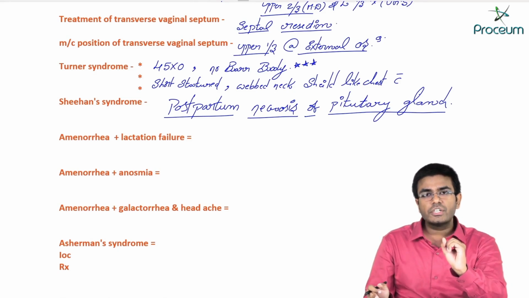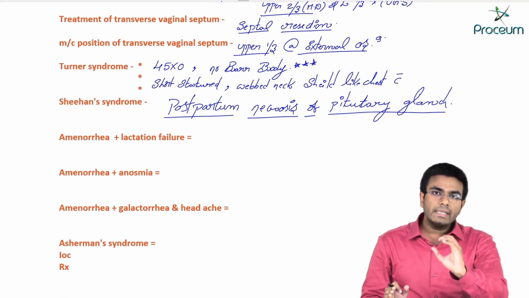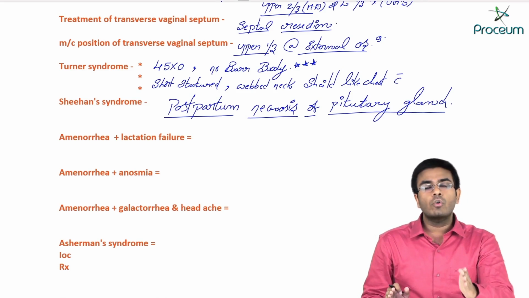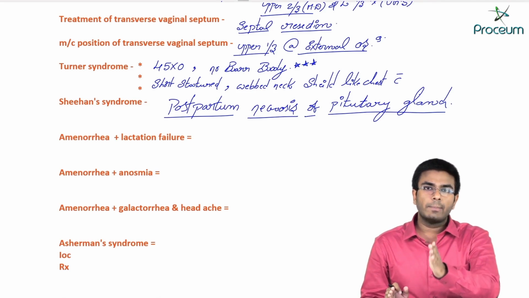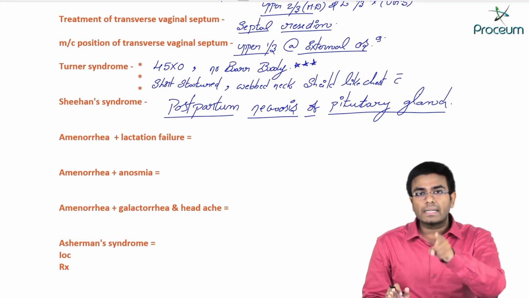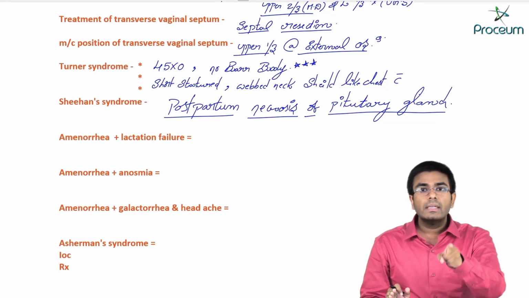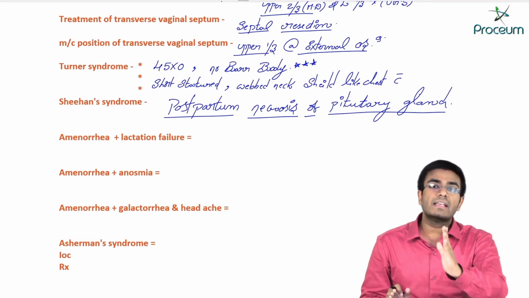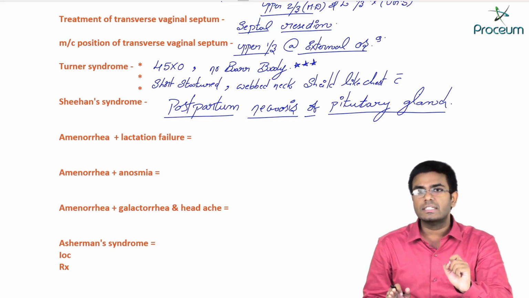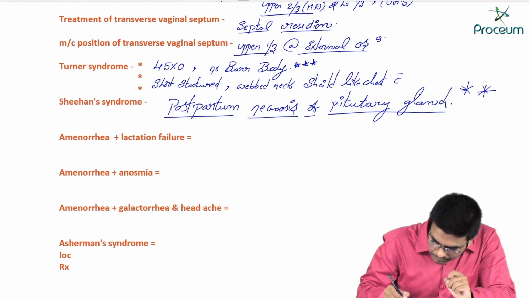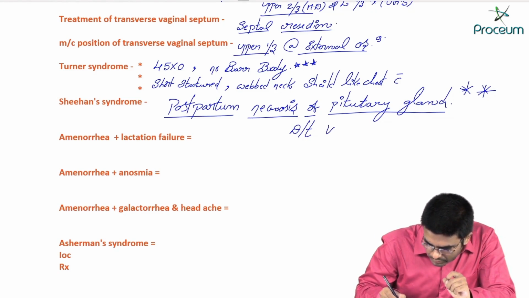Postpartum, there is vasoconstriction. So what actually happens? There is decreased blood flow to the pituitary gland. Such decreased blood flow will cause ischemia, hypoxia and necrosis of the pituitary gland. So after delivery of the baby, necrosis is happening to the pituitary gland because of vasoconstriction or vasospasm. So this is Sheehan syndrome: postpartum necrosis of the pituitary gland due to vasospasm.